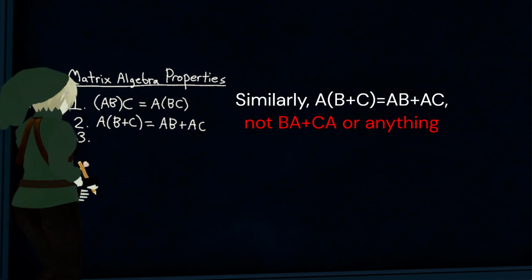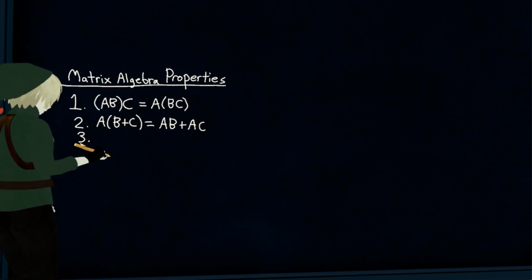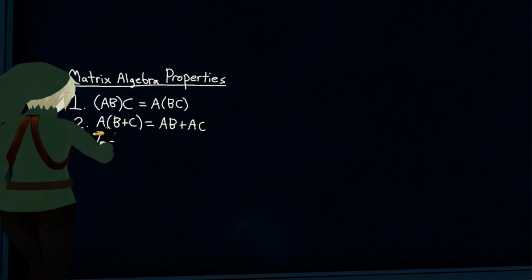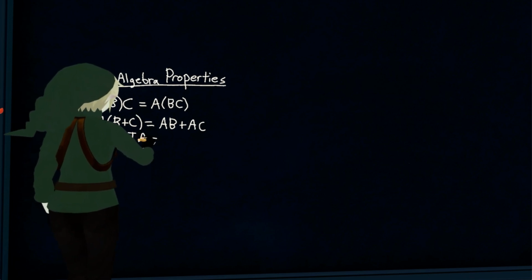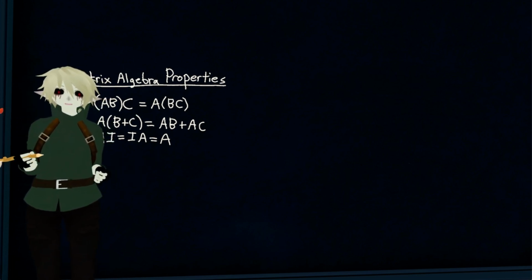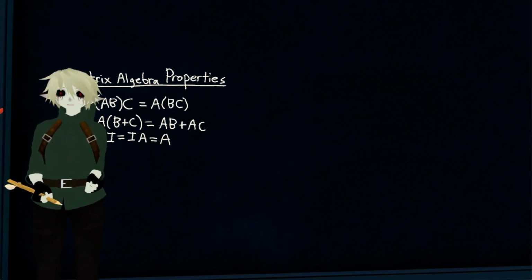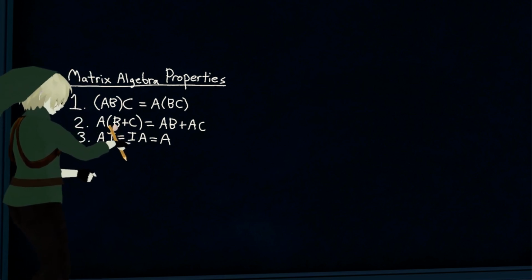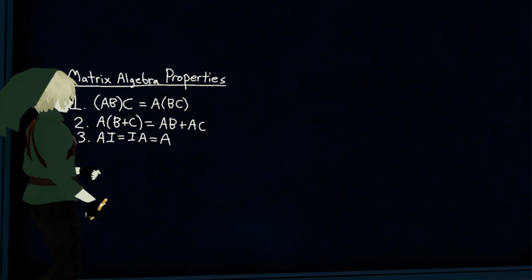Okay. Third property is for the identity matrix. If you remember the identity matrix, AI is equal to IA is equal to A. So pretty much the identity matrix behaves like the number 1 in multiplication, right? If you multiply any number with 1, it just becomes itself. That's literally how the identity matrix works. If you multiply an identity matrix to any matrix, it's just going to equal A. It'll come out the same thing.